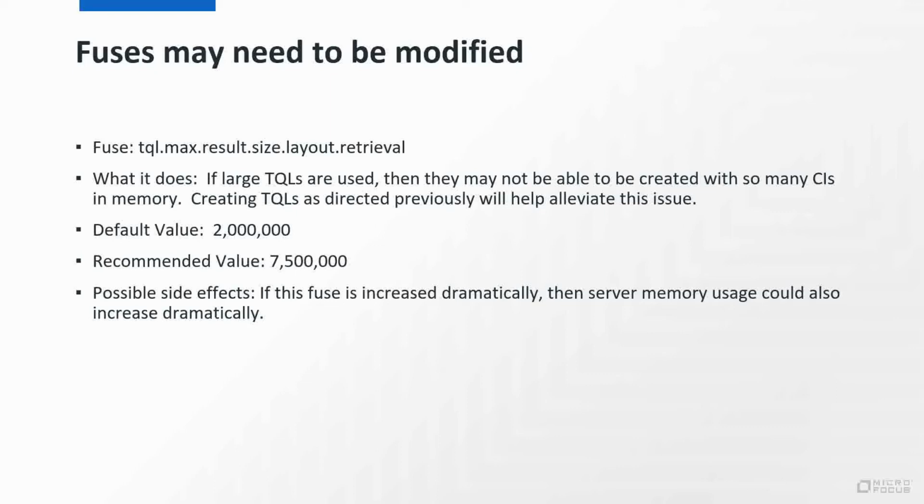So the default value of this is 2 million. The recommended maximum value would be 7.5 million, but keep in mind that the side effects of this fuse are memory usage. So if you don't have a lot of memory that's free on the UCMDB server, and you can check that in the JVM statistics, and you increase this fuse, then you may actually run into some memory issues.